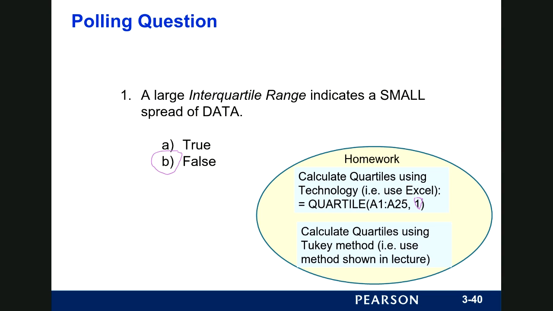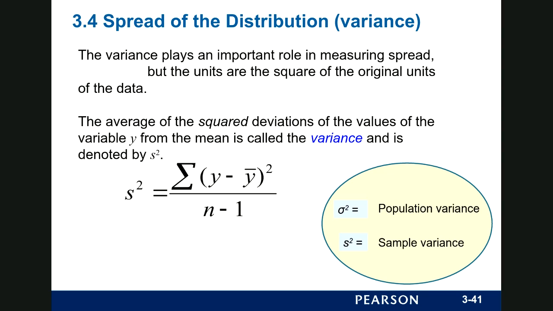Okay, so still talking about spread or variability, the next thing is variance. Now variance plays an important role in measuring spread, but the units are the square of the original units of the data. So why do we even bother with variance? Why aren't we just happy with quartiles and how that calculates the spread of our distribution?